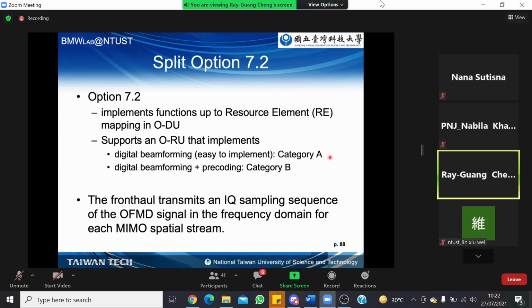One is easy to implement. The second one is more complicated, but performance is better because you can add a pre-coding function. The Fronthaul will transmit the IQ sampling sequence of the OFDM symbol in frequency domain for each MIMO spatial stream.